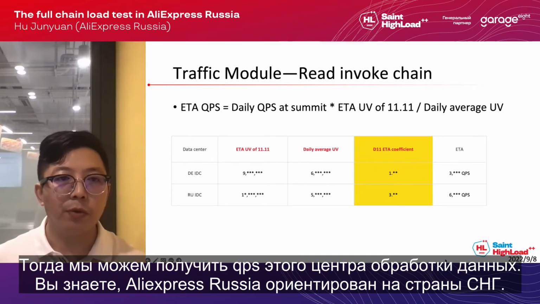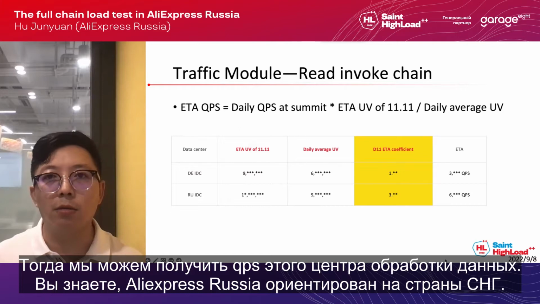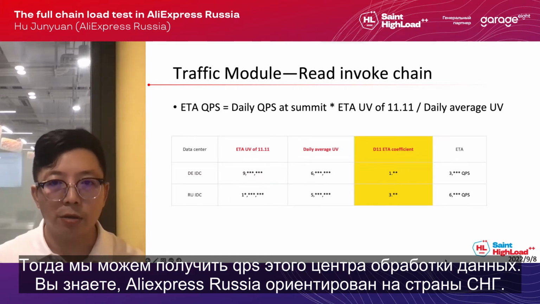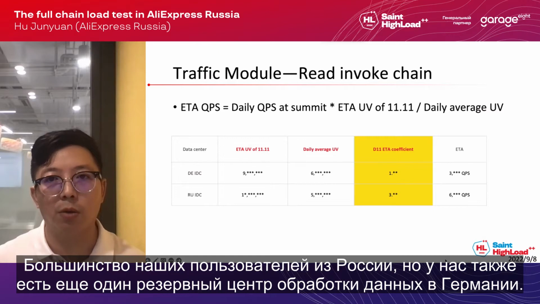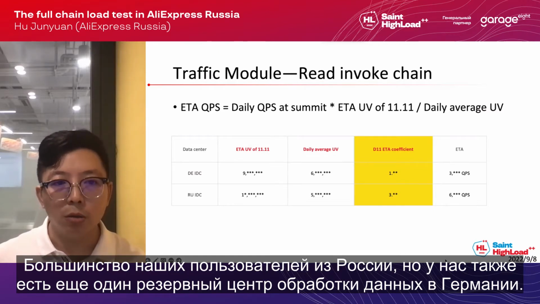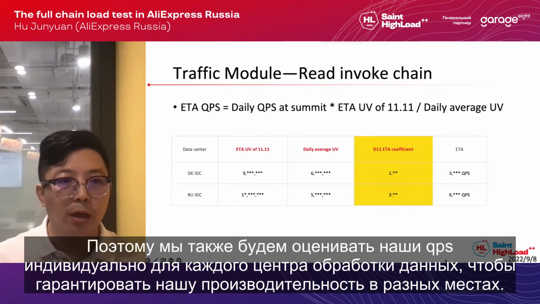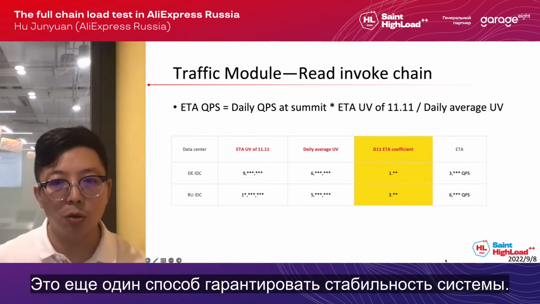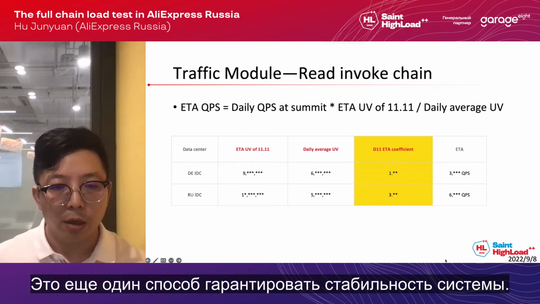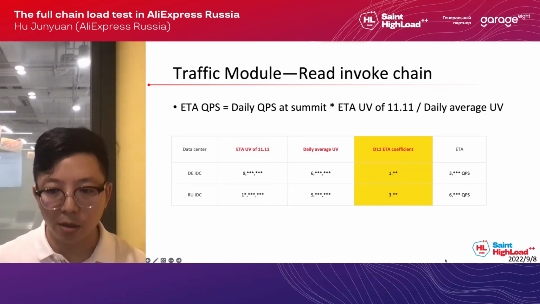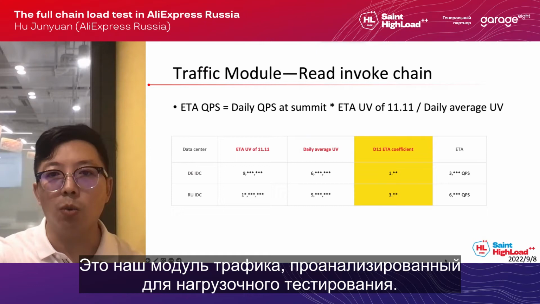And also, AliExpress Russia is focused on the CIS countries. Most of our users come from Russia. And we also have another data center as our backup in Germany. So we also will estimate our QPS in each data center individually for granting our capacities in different places. It is also another way to guarantee the system stability. Okay, this is our traffic model analysis of the load test.